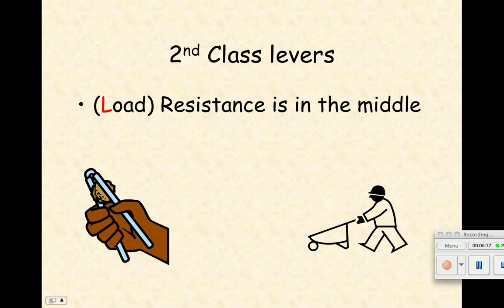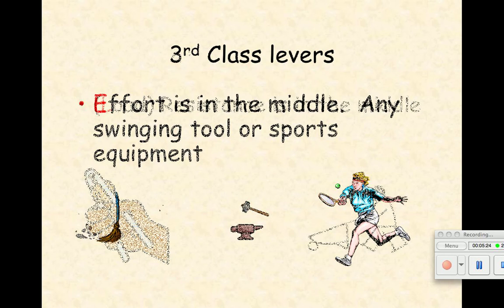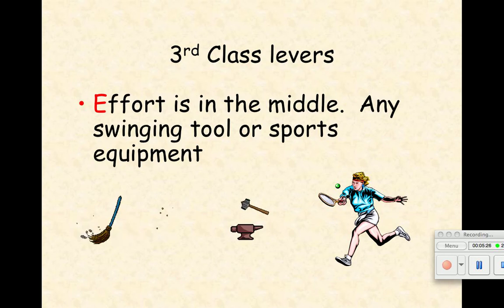Another example is this nutcracker. Here's my effort force, here's my fulcrum, here's my resistance force. Third class lever has the effort in the middle, and any like swinging tool or sports equipment. So here, if I'm sweeping, my hands are here on the broom. The pivot point is the end of the broom, and the broom is putting some force here at the end.